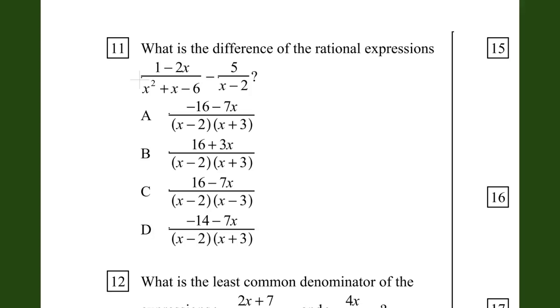All right, let's take a look at some more rational expressions. We just need to get some common denominators here and combine them together. So the first step would be probably to factor anything we can. So this x squared plus x minus 6, we could probably factor that. There we go.